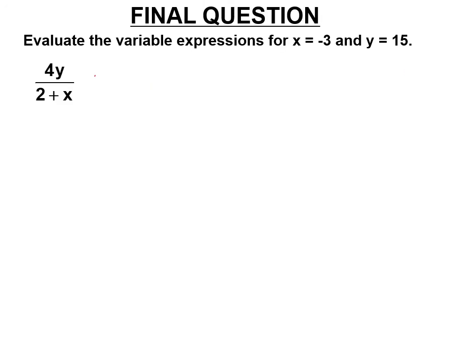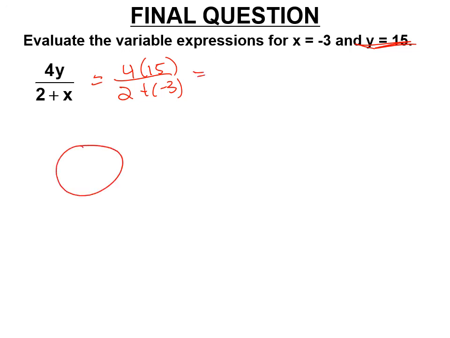Final question. So we have 4 times 15, y is 15, over 2 plus negative 3, right? It's like there are parentheses around the numerator, so 4 times 15. Now, on your clock, 15 times 1 is right there. 15 times 2 is right there. 15 times 3 is right there. And 15 times 4 is right there. Helpful little hint. 4 times 15 is 60.